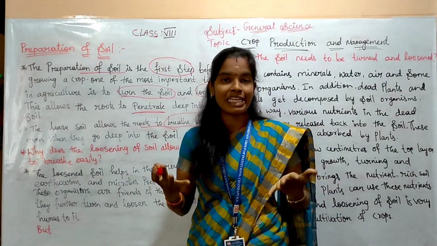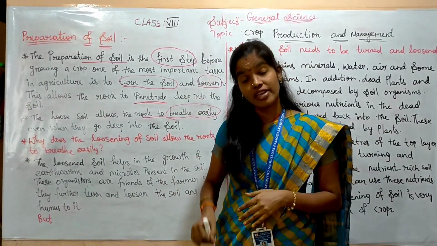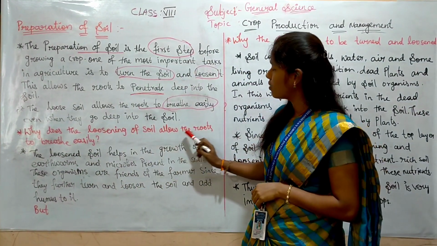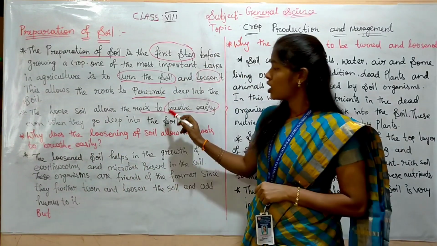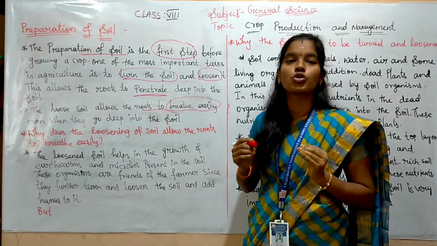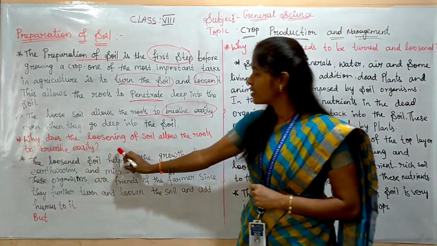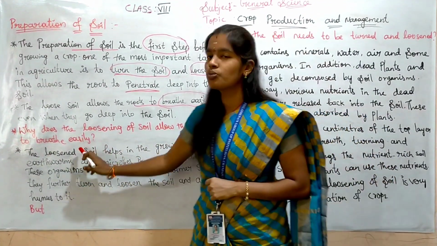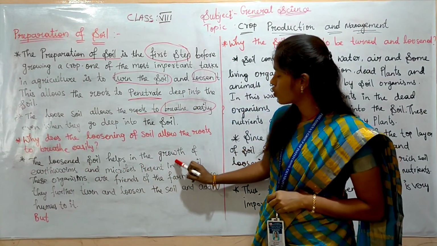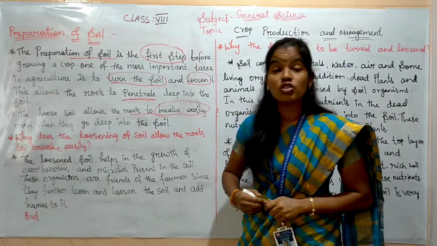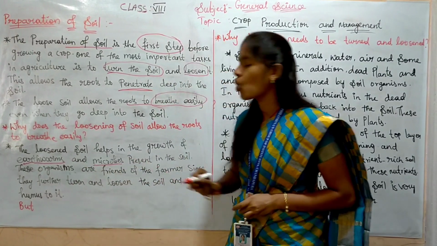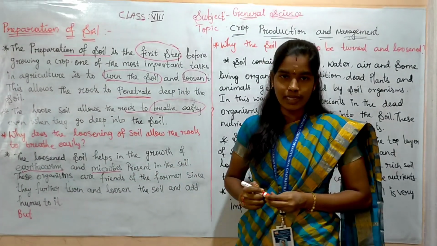So roots can easily breathe even if they go very deep inside the soil. And why does the loosening of soil allow the roots to breathe easily? In the last step we discussed that loosened soil helps roots to breathe easily. Why is it happening? The loosened soil helps in the growth of earthworms and microorganisms present in the soil.